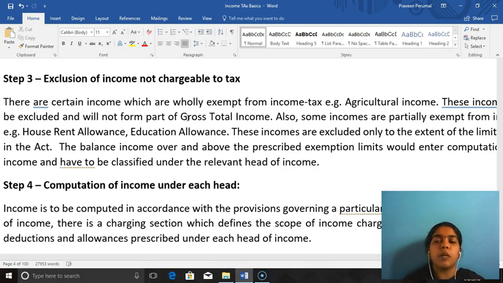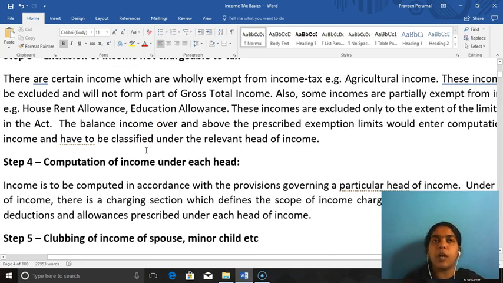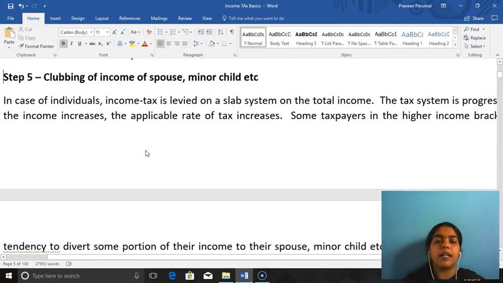These incomes are excluded only to the extent of the limit specified in the Act. The balance income over and above the prescribed exemption would be classified under the relevant head of income. So with regard to complete exemption, no problem. With partial exemption, whatever amount is chargeable to tax will be chargeable and the rest will be exempt.